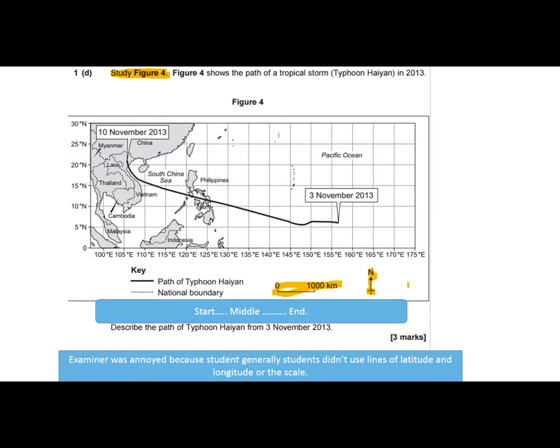it doesn't matter. So in this case, to tell you exactly where to start, you would say that Typhoon Haiyan began at 155 degrees east and 6 or 7 degrees north of the equator, and that would get you 1 mark. So you can then decide on where your other 2 marks are going to come from. This should be a solid 3-minute question.